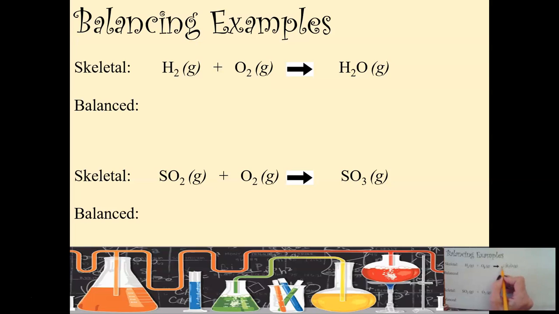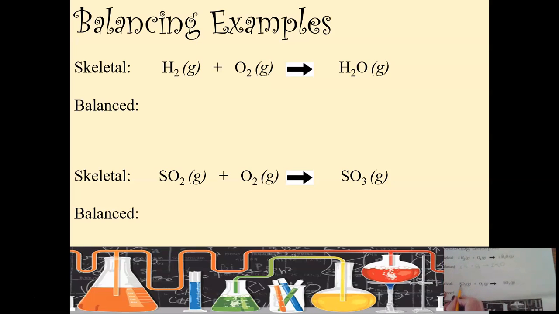But what happened? Well, we messed up our hydrogens. I now have 4 hydrogens in the product. So I go back over here. There are 2 hydrogens here. So I know that if I multiply by 2, I'll have 4 hydrogens in the reactant also. So I have 2 H2 plus, there's my O2, yields 2 water molecules. But they balance. 4 hydrogens, 4 hydrogens. 2 oxygens, 2 oxygens. All right, so let's balance this other one.